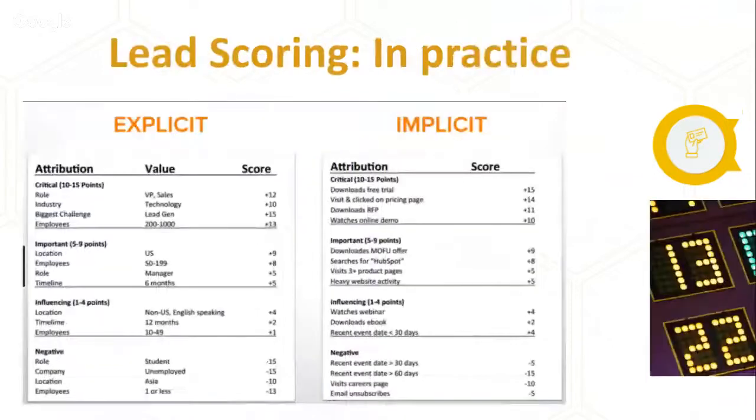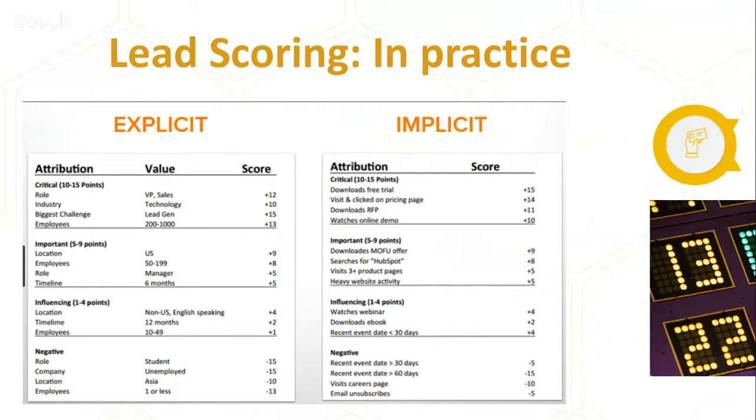So here's how this looks in practice. There are two different factors that we use from a lead scoring perspective, an implicit or an explicit goal. So from an explicit goal, some of the things like, do we know what their role is? Do we know what industry they're in? Do we know what their biggest challenge is?